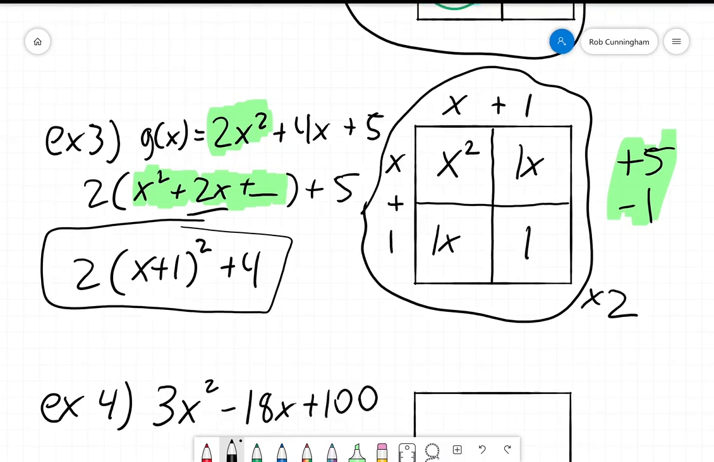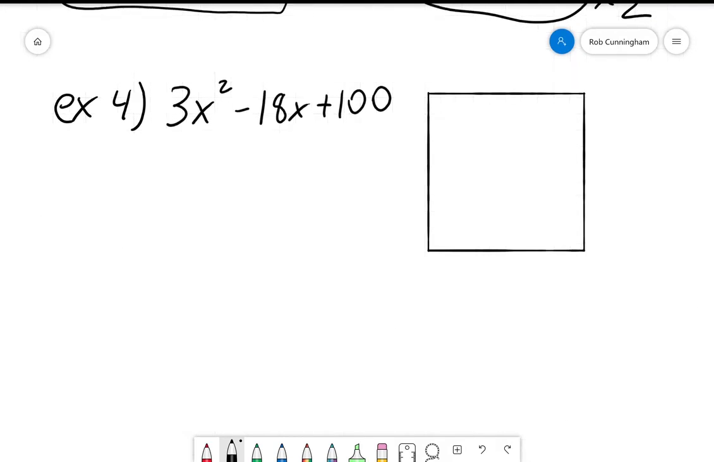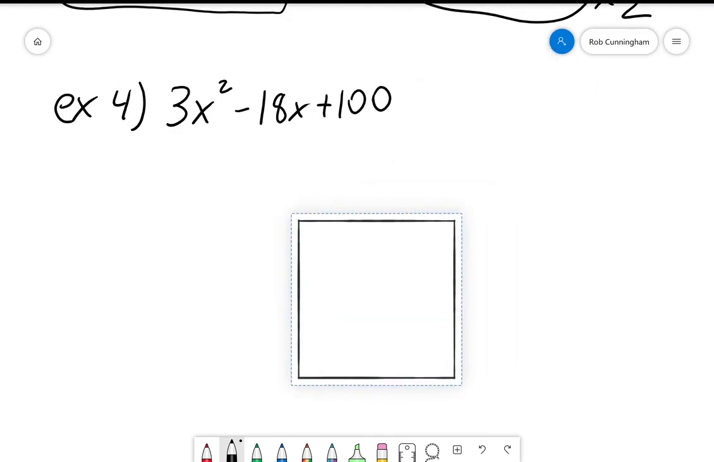One more example. 3x squared minus 18x plus 100. So I'm actually going to give myself a little bit more space on this one to give you a more clear idea of what we're doing.